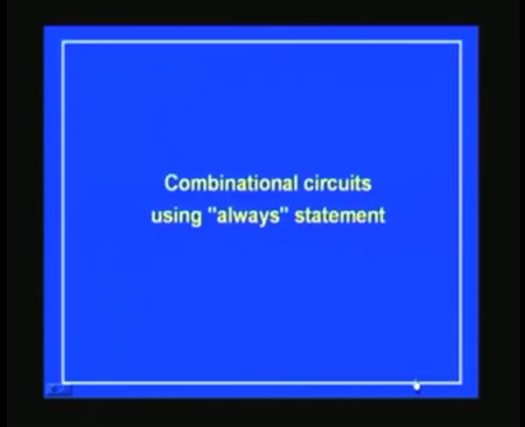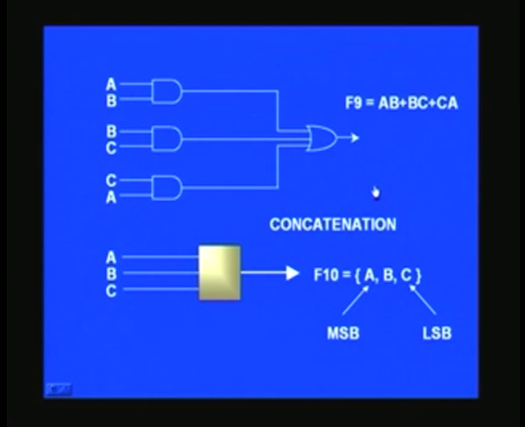Now that we have seen how to use the assign statement for simple combinational circuits, we can also implement the same using the always statement. This always is actually a block of instructions, which you will be seeing shortly. Prior to writing the code for this, we will take a simple circuit such as a majority logic, which is nothing but AB plus BC plus CA, all single bit signals, and you need two input AND gates and one 3 input OR gate in order to achieve this.